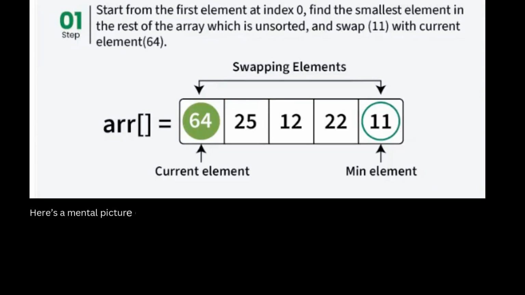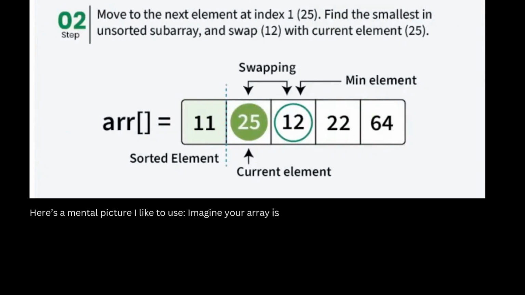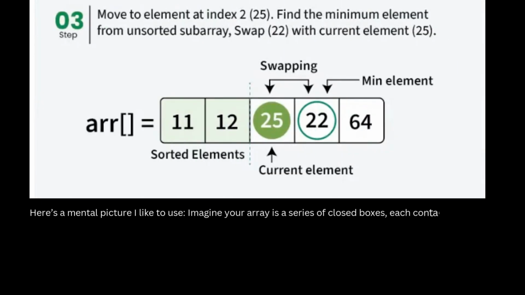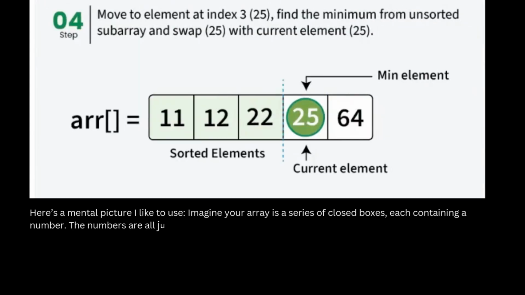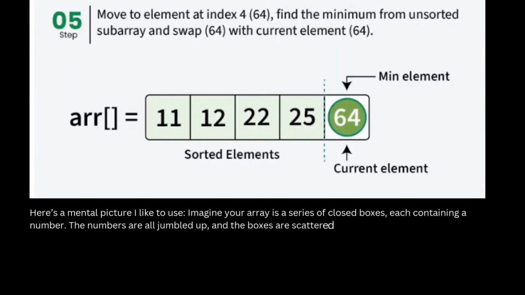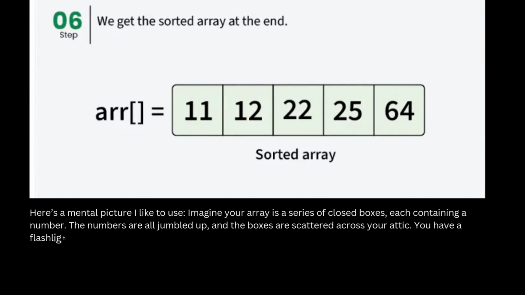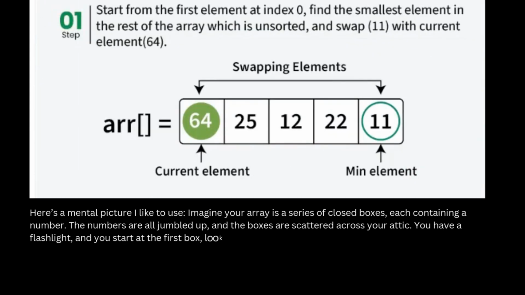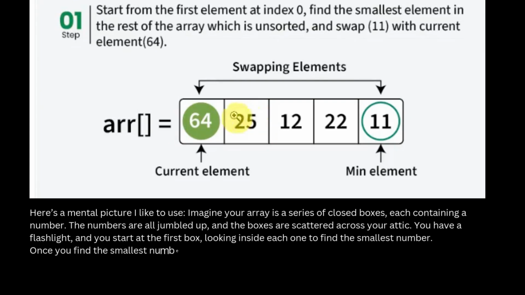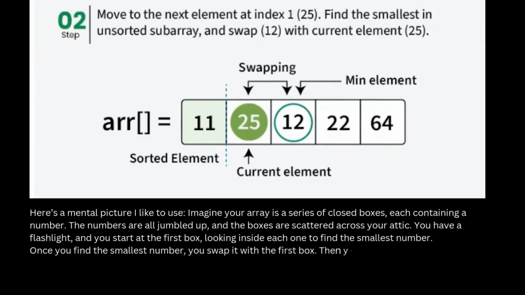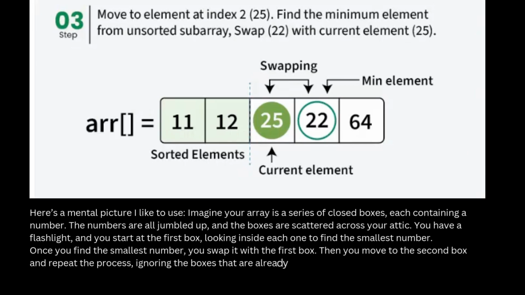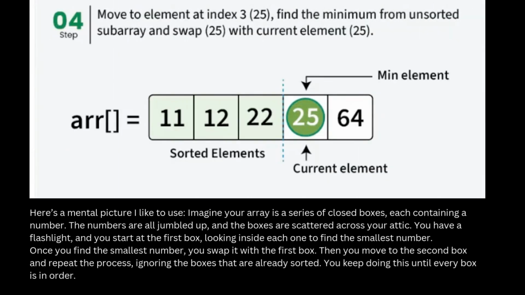Here's a mental picture I like to use. Imagine your array is a series of closed boxes, each containing a number. The numbers are all jumbled up, and the boxes are scattered across your attic. You have a flashlight, and you start at the first box, looking inside each one to find the smallest number. Once you find the smallest number, you swap it with the first box. Then you move to the second box and repeat the process, ignoring the boxes that are already sorted. You keep doing this until every box is in order.